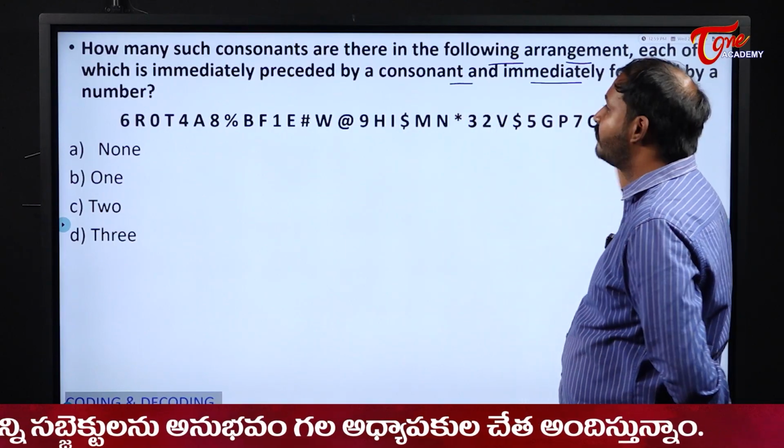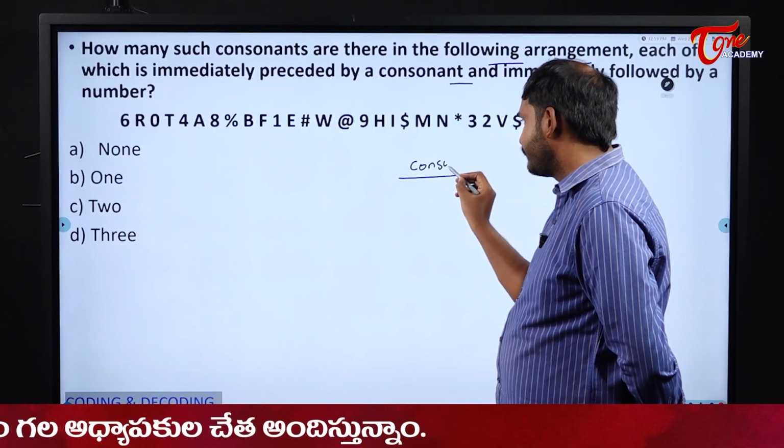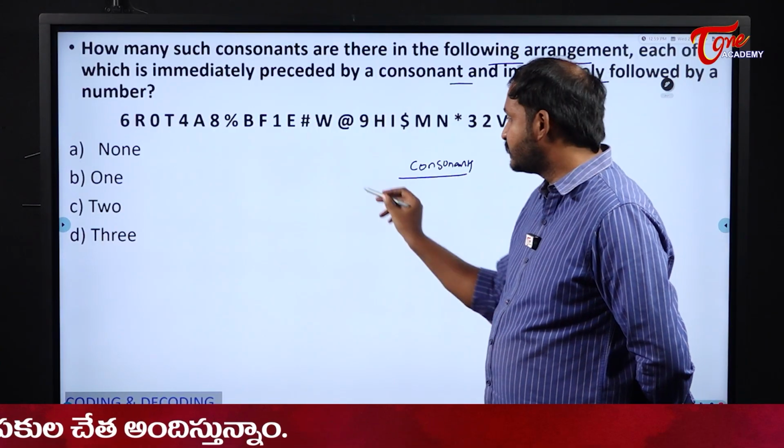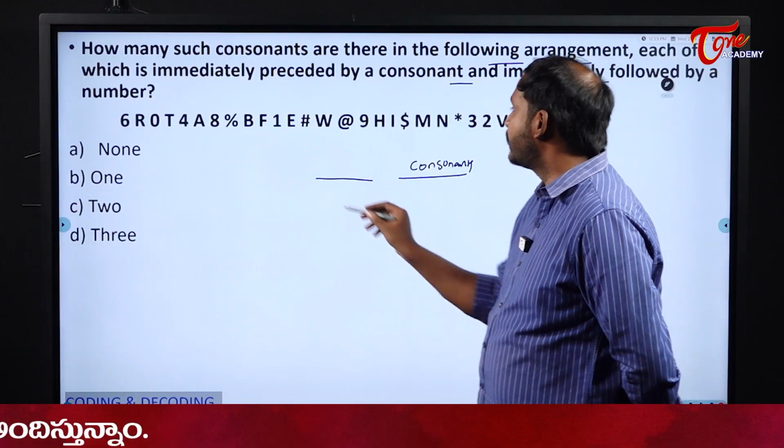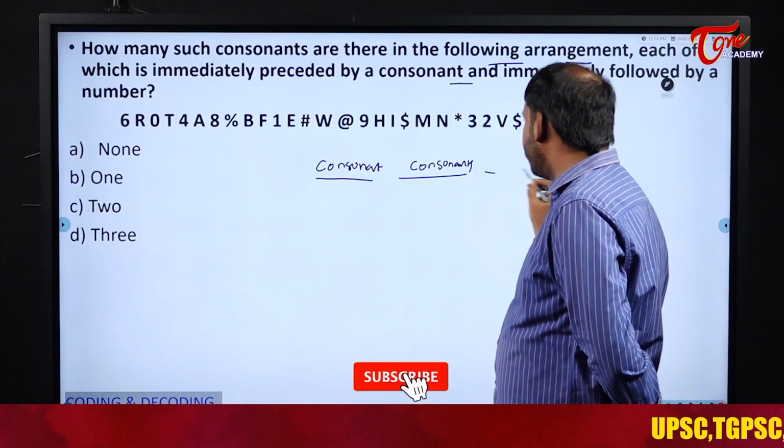How many such consonants are there in the following arrangement, each of which is immediately preceded by a consonant and immediately followed by a number? So I should identify what? Consonants. I should identify the consonants which are preceded by consonant and followed by a number.